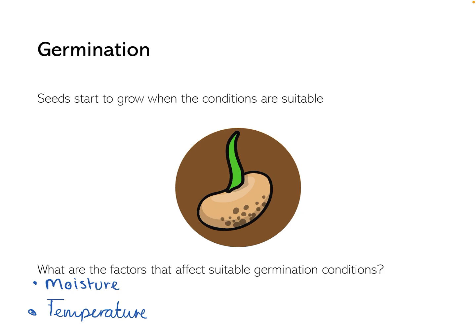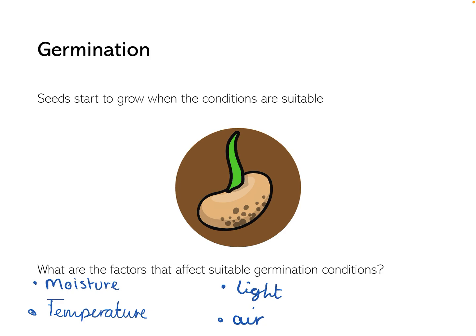Another one is temperature. Some plants need it to be colder, some need it to be warmer. Another one is the amount of light. And then access to air. Some plants need it, some plants don't.